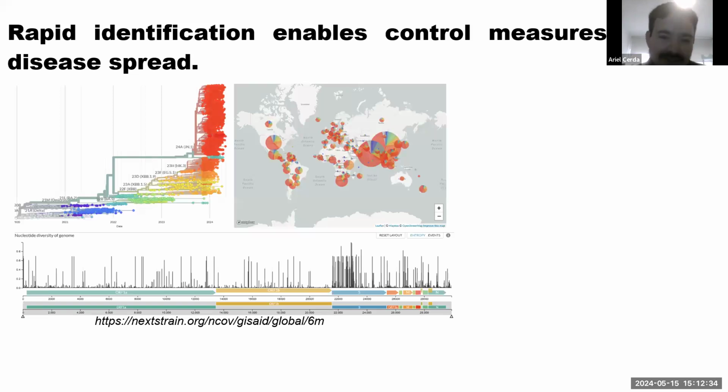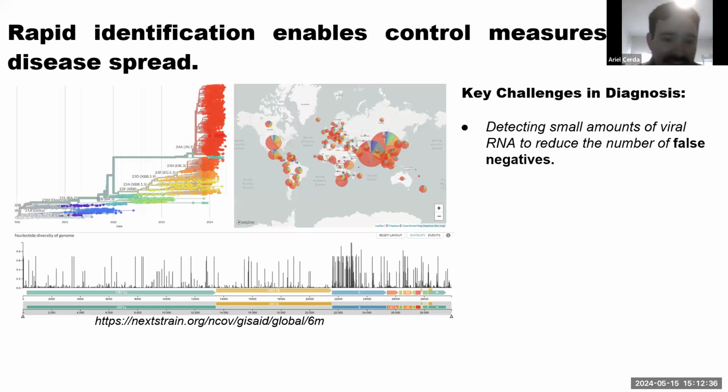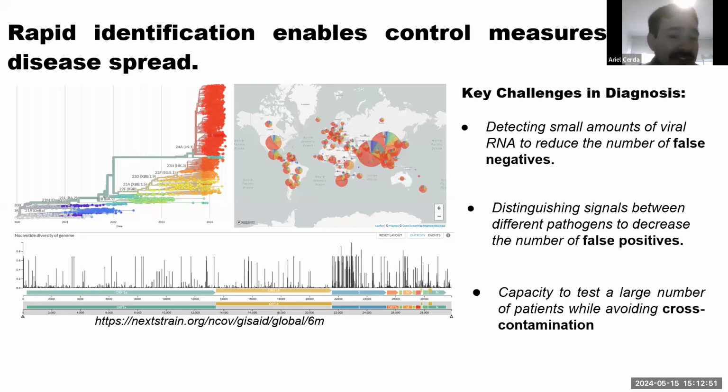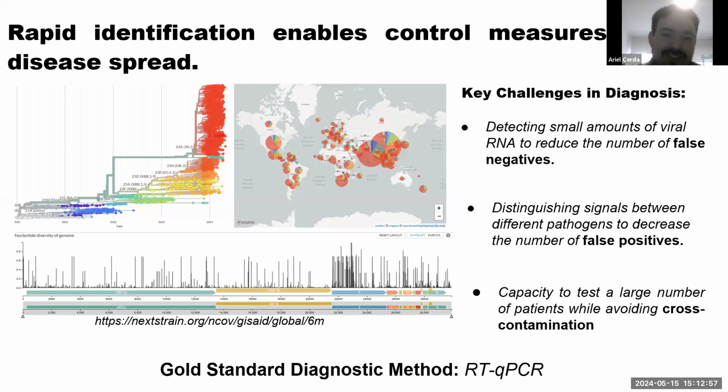The main challenges include detecting small amounts of viral RNA to reduce the number of false negatives, distinguishing signals between different pathogens to decrease the number of false positives, and having the capacity to test a large number of patients while avoiding cross-contamination. To date, all these challenges are effectively addressed by the gold standard technique, RT-qPCR.